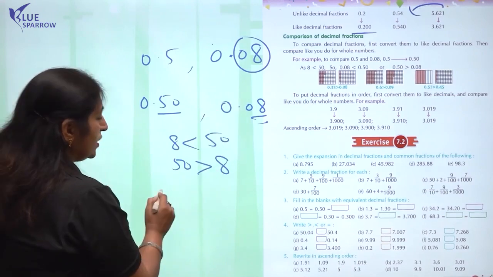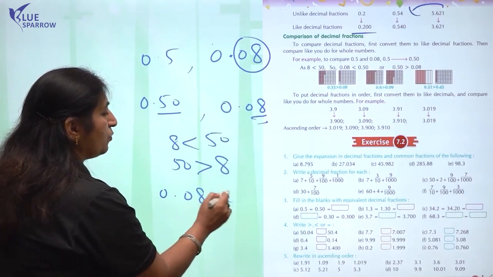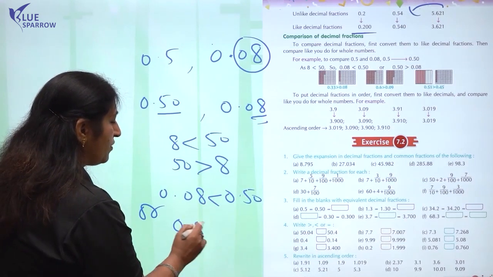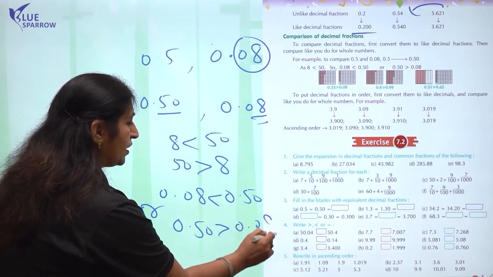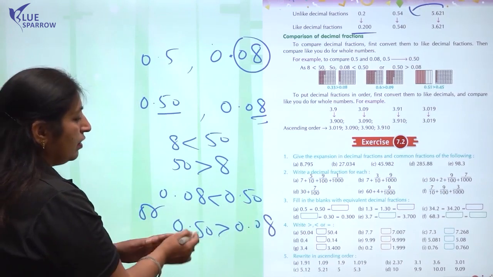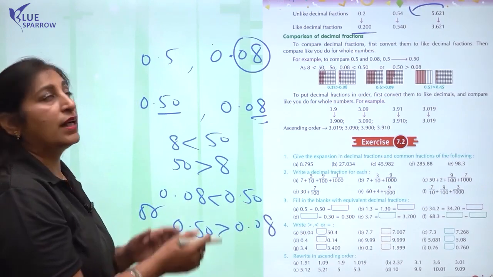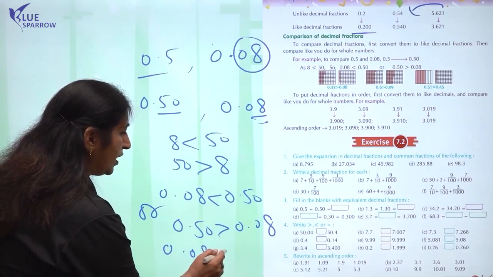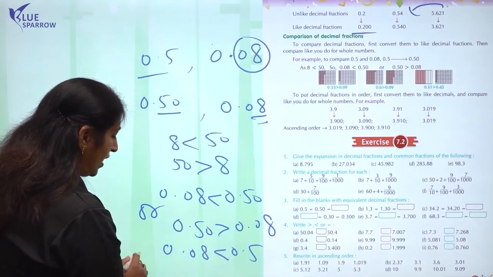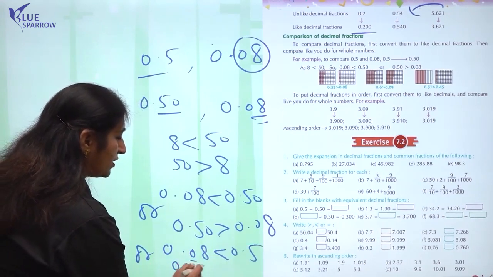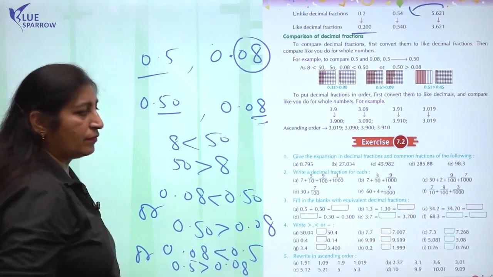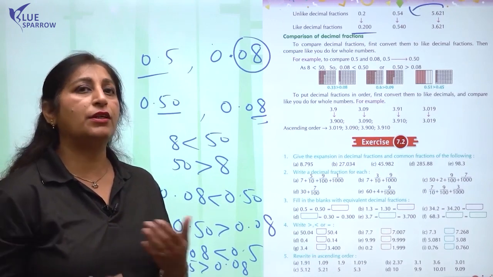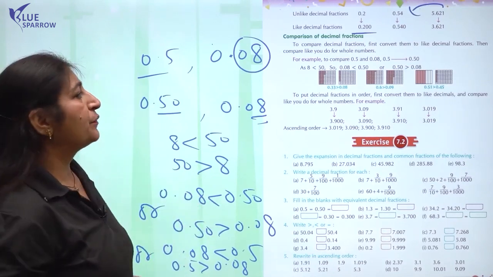So it means 0.08 is less than 0.50, or you can say 0.50 is greater than 0.08. And now just write your answer by removing the 0 at the end, because you know that the original number was 0.5. So your answer would be 0.08 is less than 0.5, or you can write 0.5 is greater than 0.08. This is how you can compare the given decimal fractions. First, just convert them into like fractions and then compare them.